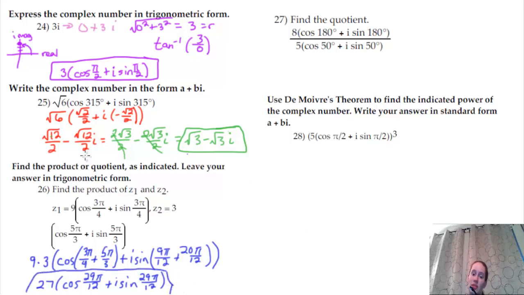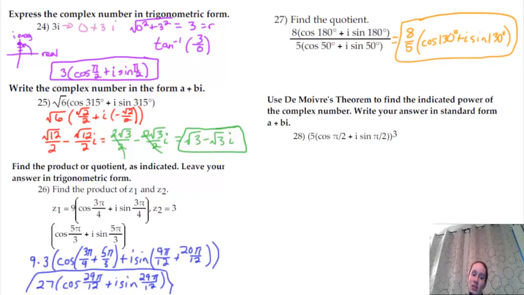On number 27, we're finding the quotient, and so you put 8 over 5 and then you subtract the angles. So 180 minus 50 is 130. And we're leaving it in trig form, so that's our answer.